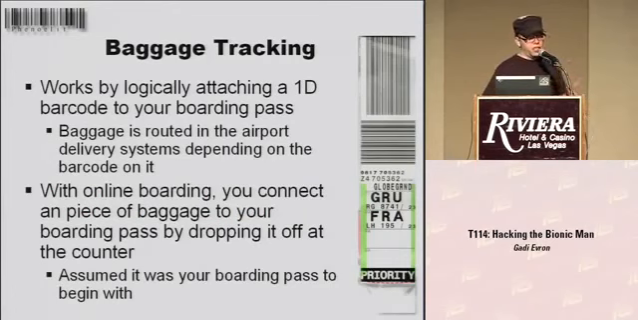On the other hand, luggage tagging actually works by logically attaching a one-dimensional barcode to your trip and to you. So baggage is actually routed in the airport delivery system depending on this barcode. And with online boarding, you can actually connect any piece of luggage that you have to your boarding pass simply by dropping it off at the counter. Like when you check in online, then you got a bag, like a big trolley. You drop it at the counter, show them your online check-in boarding pass, and it's connected logically to your trip, which may not necessarily be yours.